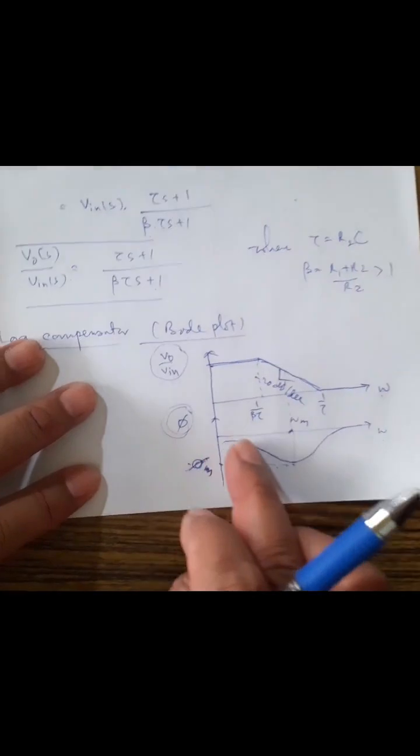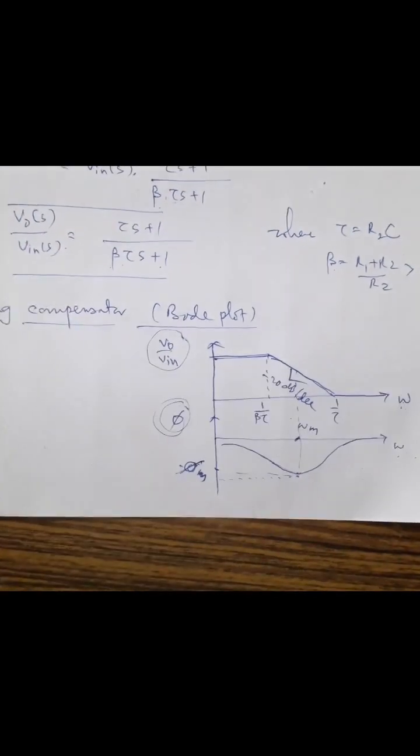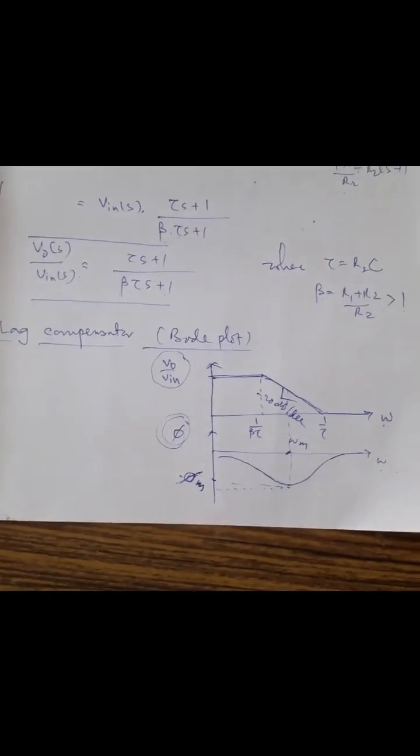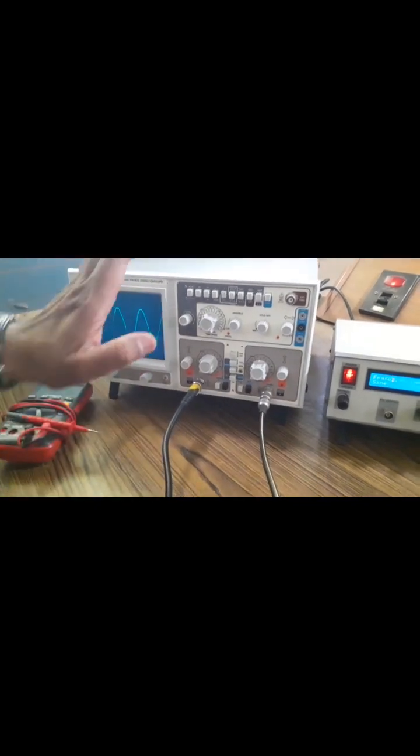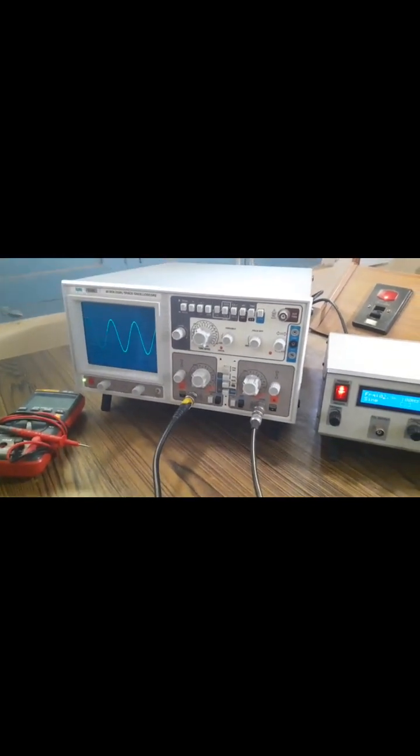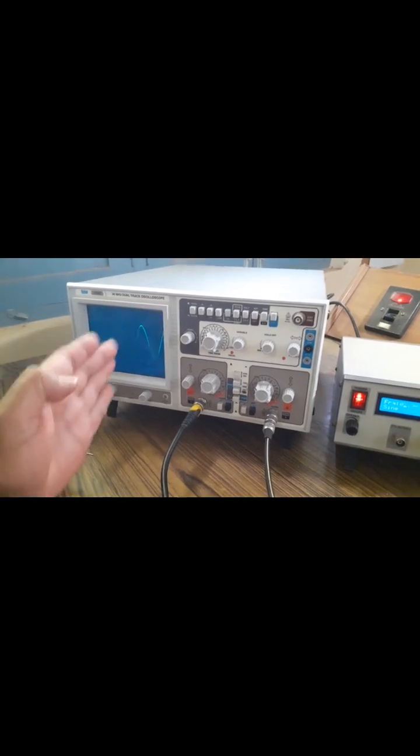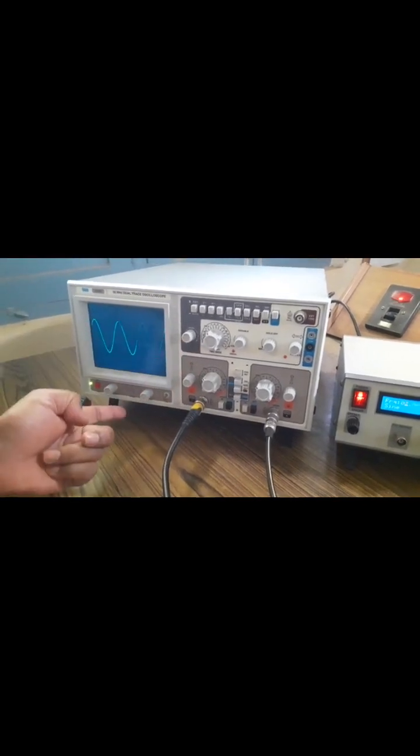Similarly, if you take the phase shift versus frequency, you will get the second part. Now let's move to the experimental setup. I am using one channel of the CRO to observe the input, as it is required to observe both input and output simultaneously on the screen.